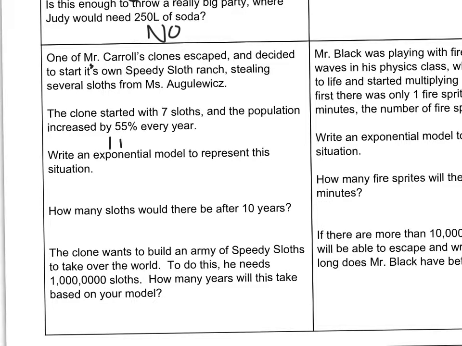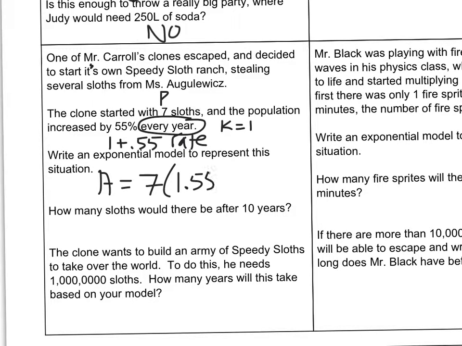That means that we're going to have 1 plus 0.55 for my rate. And we're going to have our p-value of 7. That's the starting amount. And every year, that means that k equals 1. So, some kind of exponential model. A, the total number of sloths, is going to be equal to 7 times 1.55 to the t over 1, or just t. After 10 years, so if I plug 10 in here, 7 times 1.55 to the 10 over 1 is 560. And it's 0.29, we'll just round down.